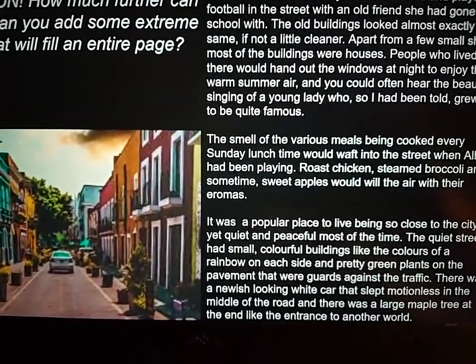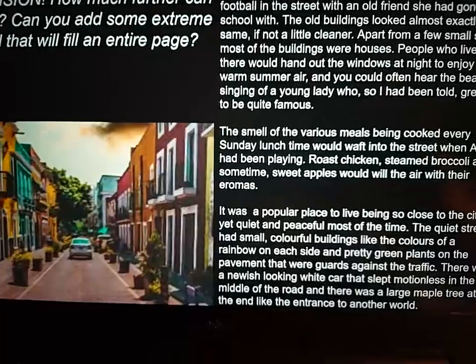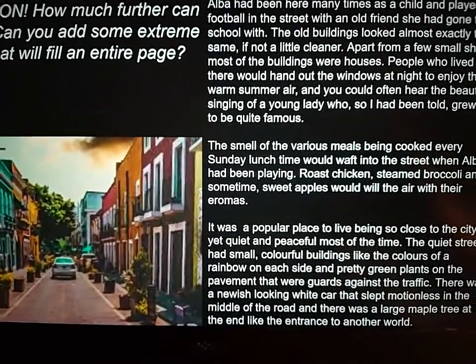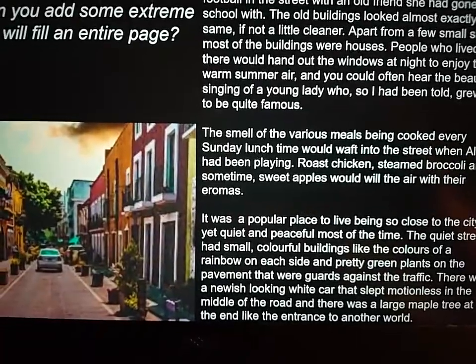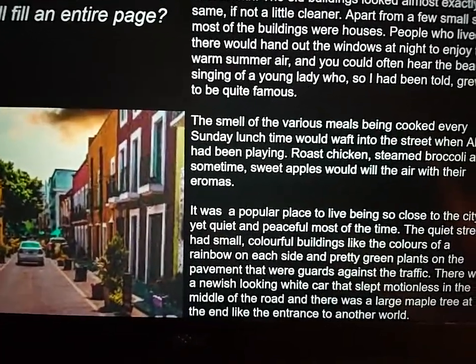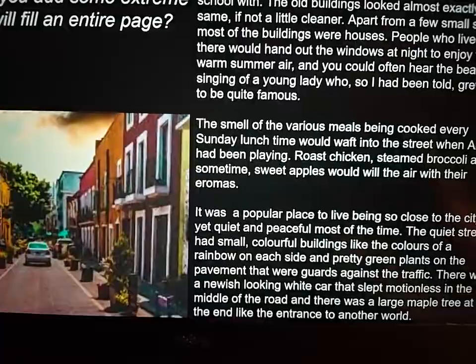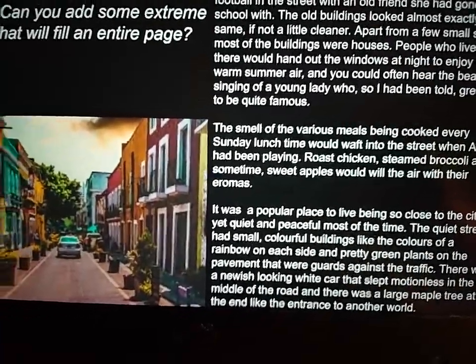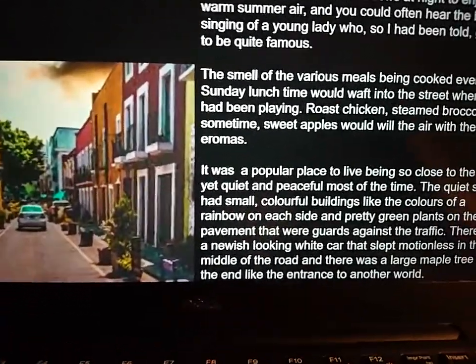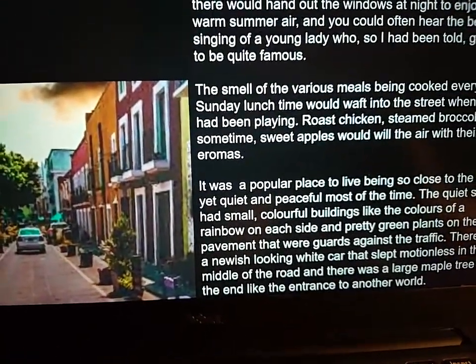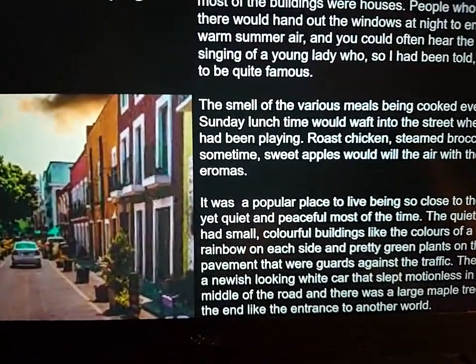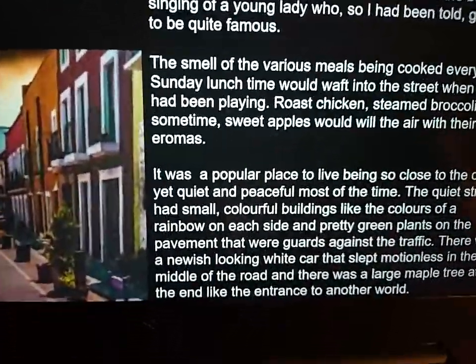People who lived there would hang out the windows at night to enjoy the warm summer air, and you could often hear the beautiful singing of a young lady who, so I'd been told, grew up to be quite famous. The smell of the various meals being cooked every Sunday lunchtime would waft through the streets when Alba had been playing. Roast chicken, steamed broccoli, and sometimes sweet apples would fill the air with their aromas.